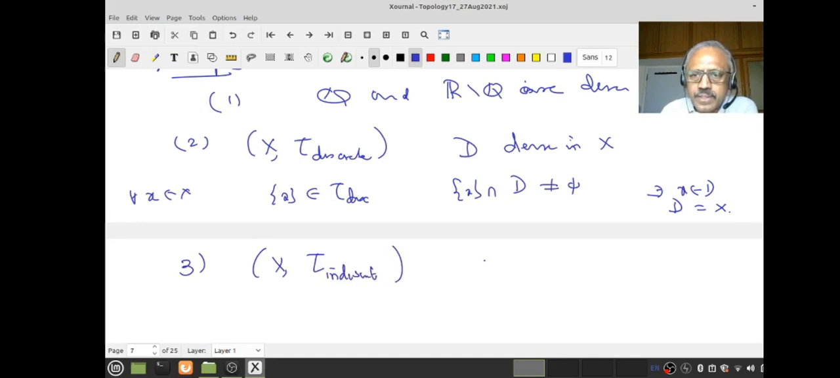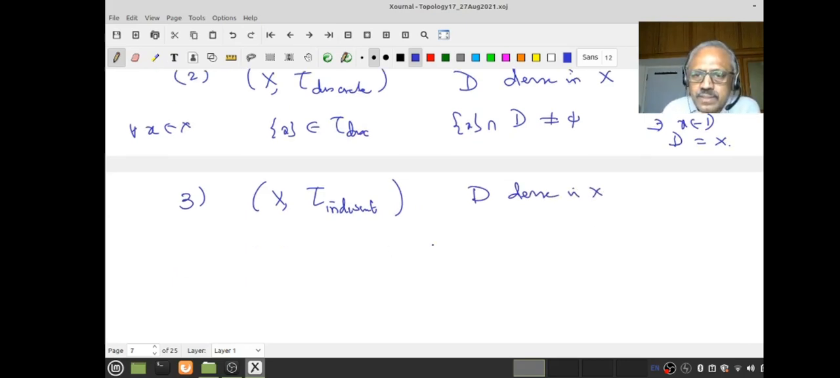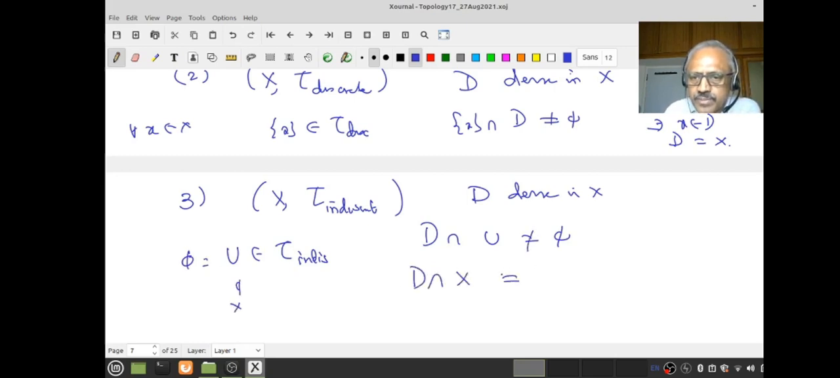Right? Now suppose D is again dense in X. Okay? Then what does it mean? D intersection any open set U in the indiscrete topology should be non-empty. But the only non-empty open set is X. Therefore D intersection X should be non-empty. But D is a subset of X, therefore this is D. Therefore D is non-empty. So what have we concluded?